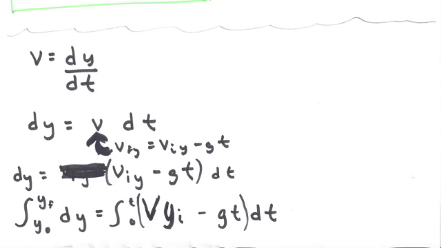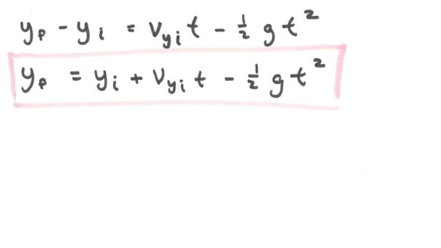Then we take the integral of both sides of the equation. This will result in y final minus y initial equals vy initial times time minus 1/2 gt squared. When we simplify this, we get y final equals y initial plus vy initial times time minus 1/2 gt squared.